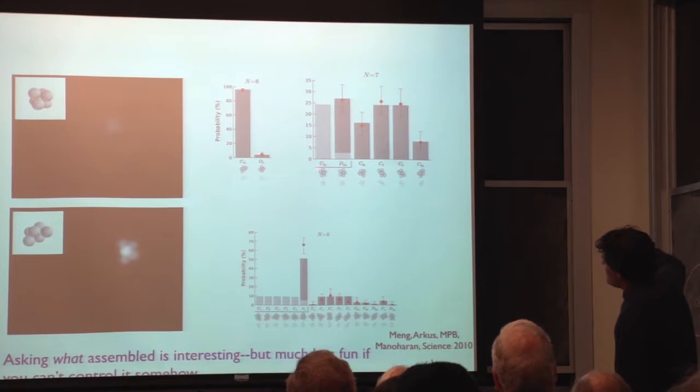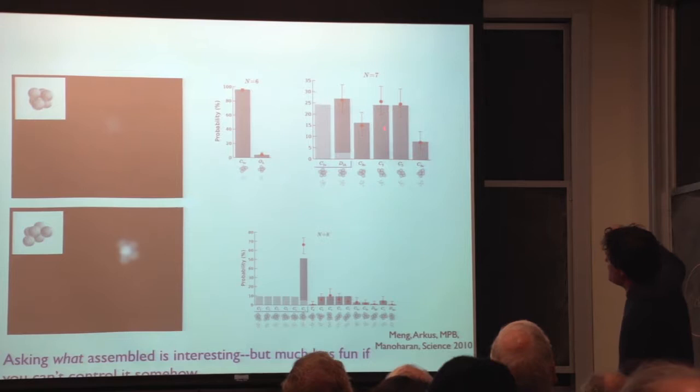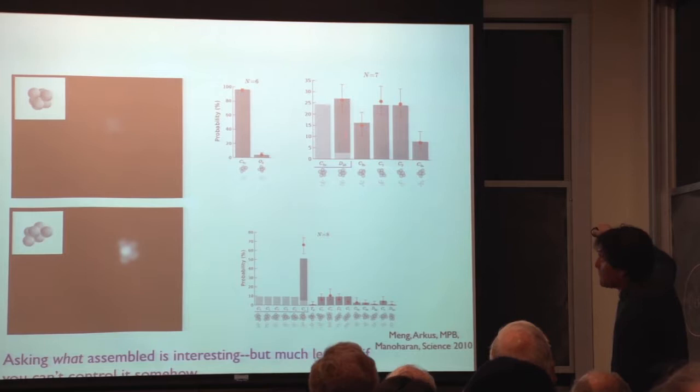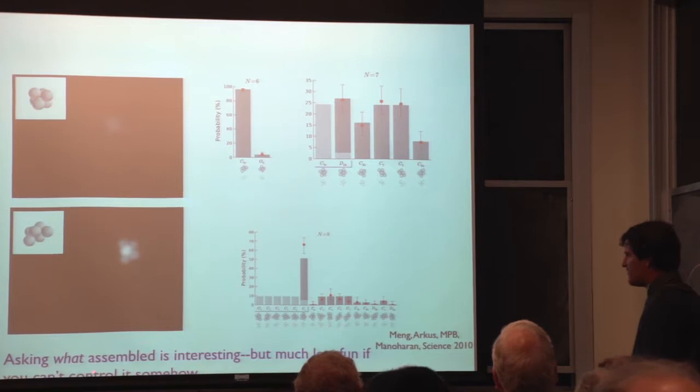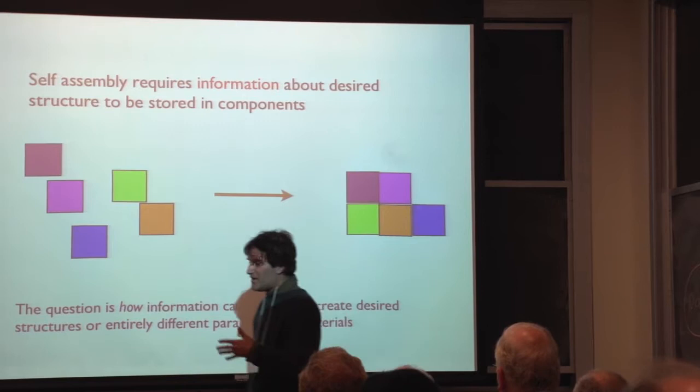It's true that it assembles into all of these structures, but for us, the interesting question is really, how does one make a particular structure form? Not, if I give you what you have, then it makes some distribution of things. Asking what assembled is interesting, but it's much less fun than if you can control it somehow. So it's clearly not random. It's not at all random. No, it follows from the laws of physics.